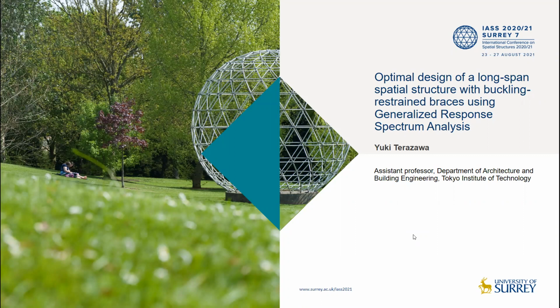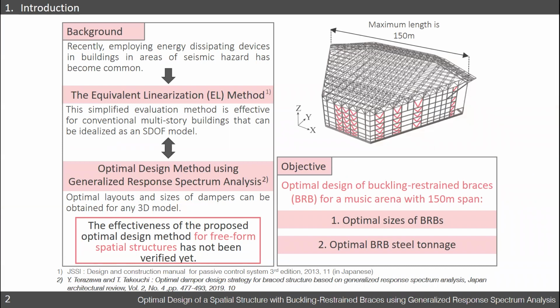I talk about optimal design of a long-span spatial structure with buckling restrained braces using generalized response spectrum analysis. Recently, employing dampers is becoming common for buildings in seismic regions. The challenge is which damper layer or size distribution is most effective for both seismic performance and construction cost.